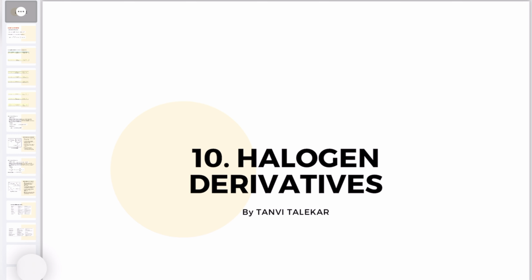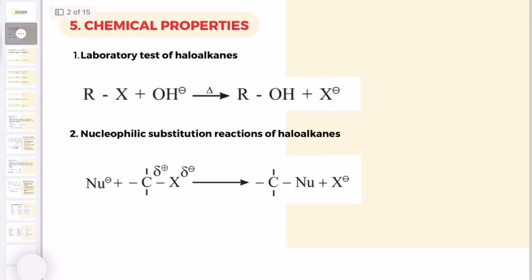In the previous lecture, we studied up to optical isomerism in halogen derivatives. In today's lecture, we start the chemical properties. Let us see first the laboratory test for haloalkanes.